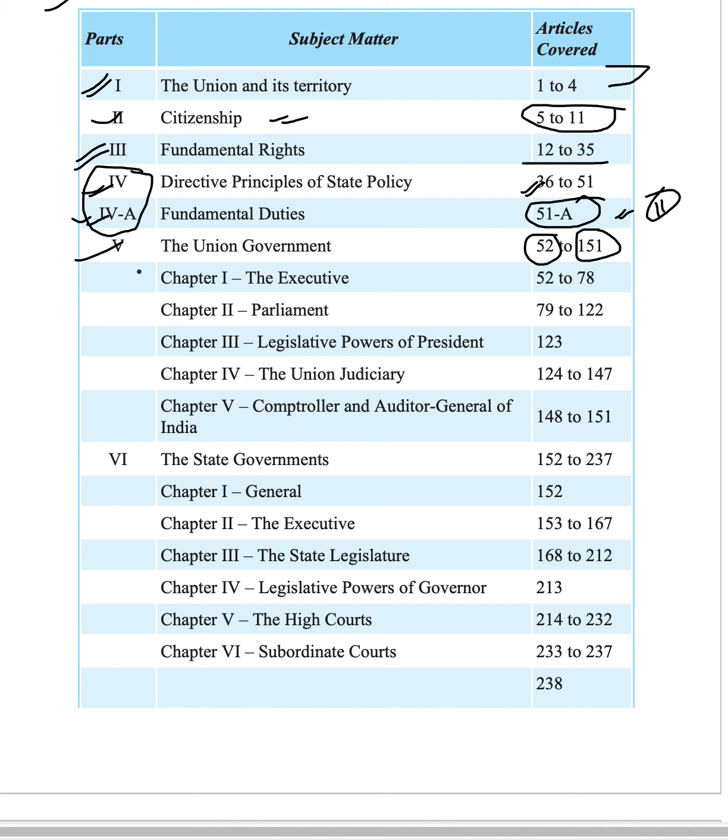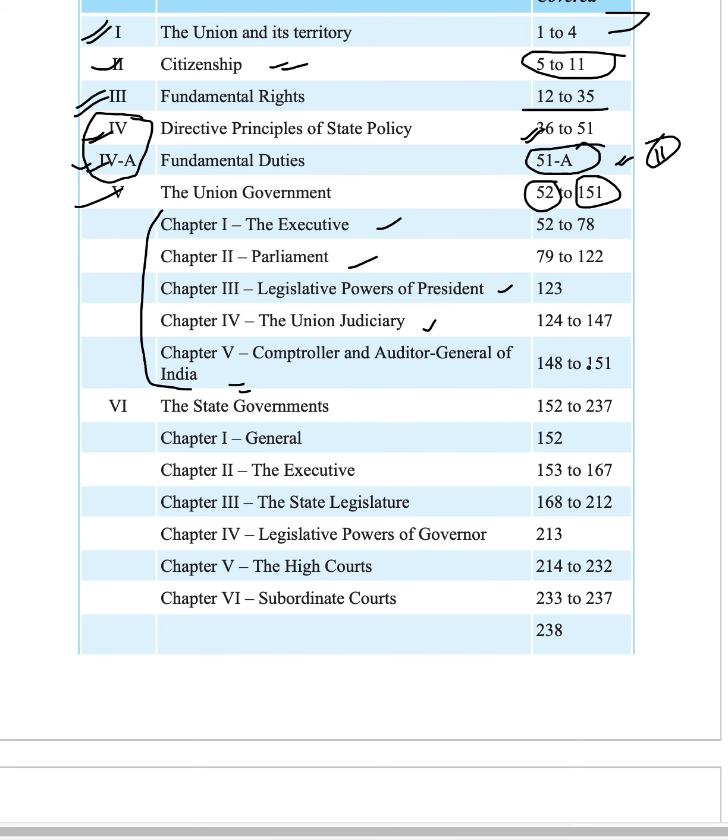So this particular part 5 is divided into these 5 chapters: the executive, parliament, legislative powers of the president, union judiciary, and comptroller and auditor general of India. So CAG is covered in article 148 to 151. Union judiciary from 124 to 147, basically they are talking about Supreme Court. Legislative powers of the president, basically ordinance making power, is covered in article 123.